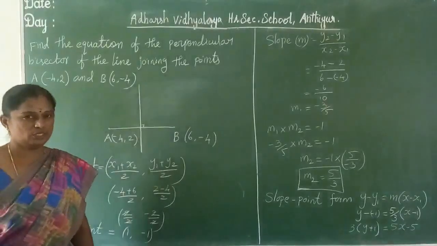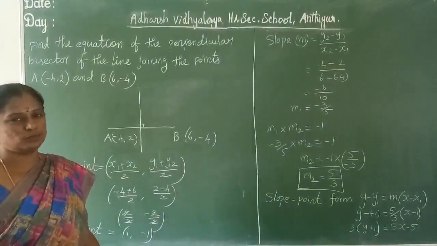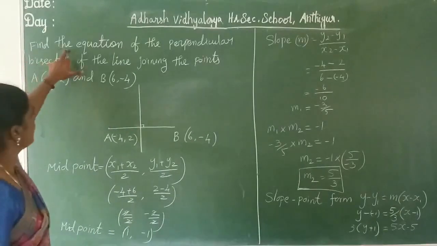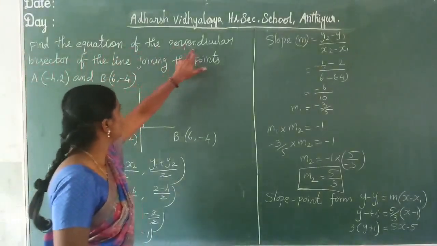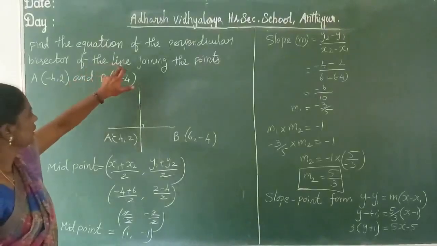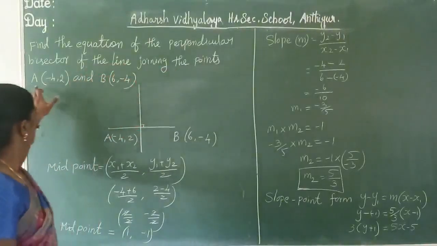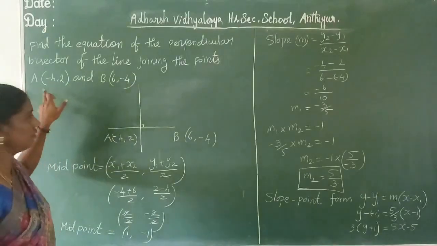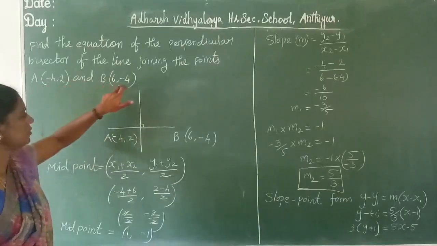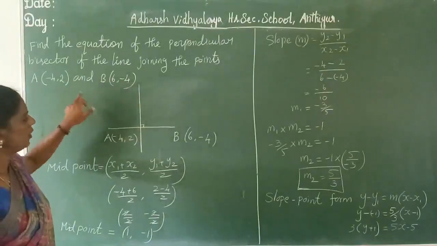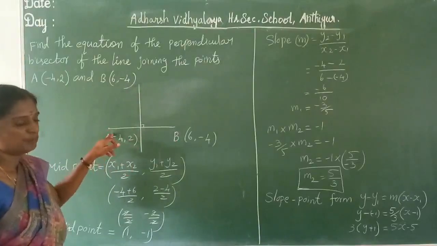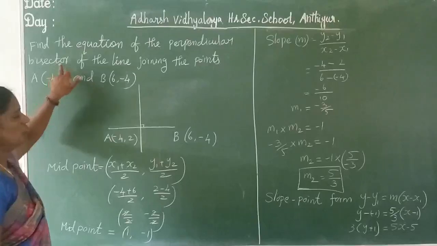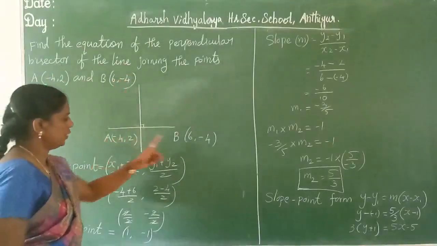Now we use this formula to solve problems. How to apply this formula? We see one question. Find the equation of the perpendicular bisector of the line joining the points A of minus 4, 2 and B of 6, minus 4. Here 2 points are given. Joining these 2 points gives one line segment, and we want to draw a perpendicular bisector of AB.